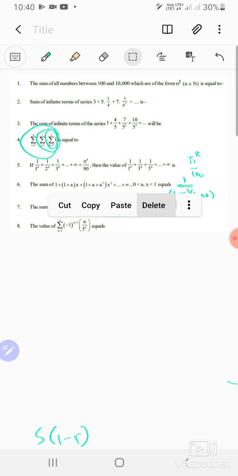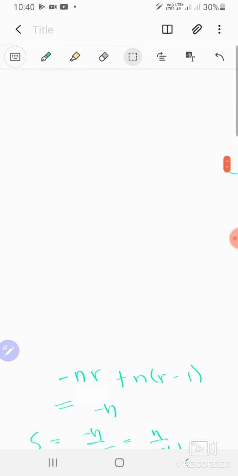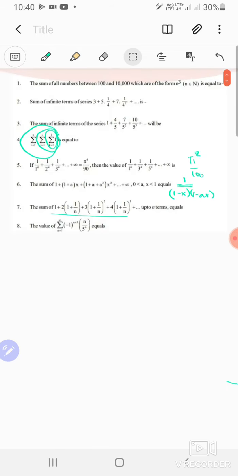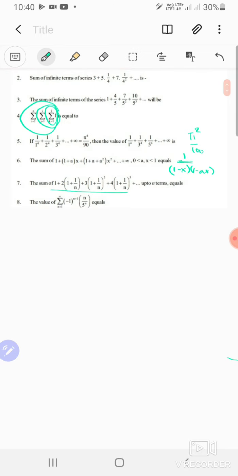The value of the summation from n equals 1 till infinity of negative 1 to the n plus 1 power into n upon 5 to the n. So s is equal to, what can we say about it? Actually this can be done in a different way. This thing can be written as negative 1 into negative 1 by 5 raised to the n power times n, right? That's much better.